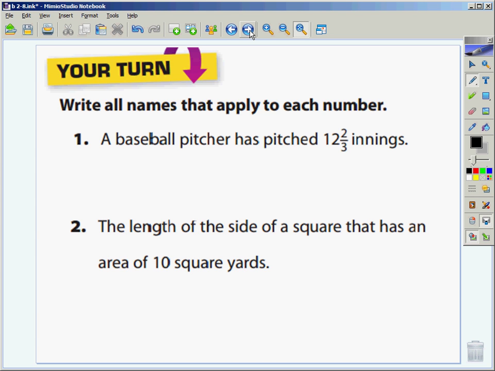A baseball pitcher pitched 12 2/3 innings. What classifications can I put this in? And we need to include them all. It is rational. Irrational.